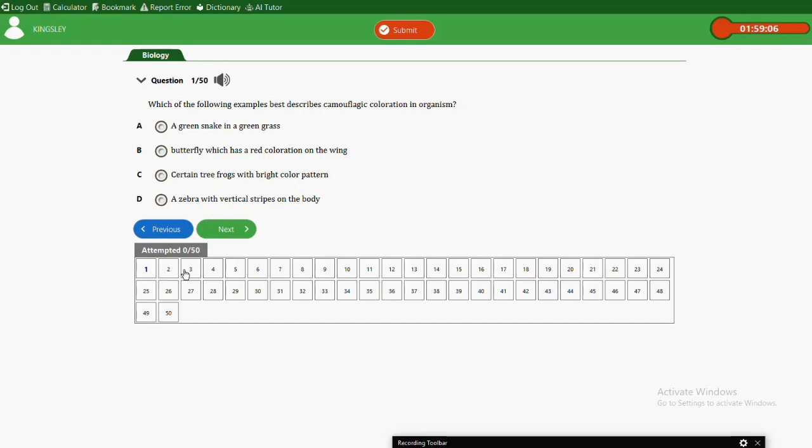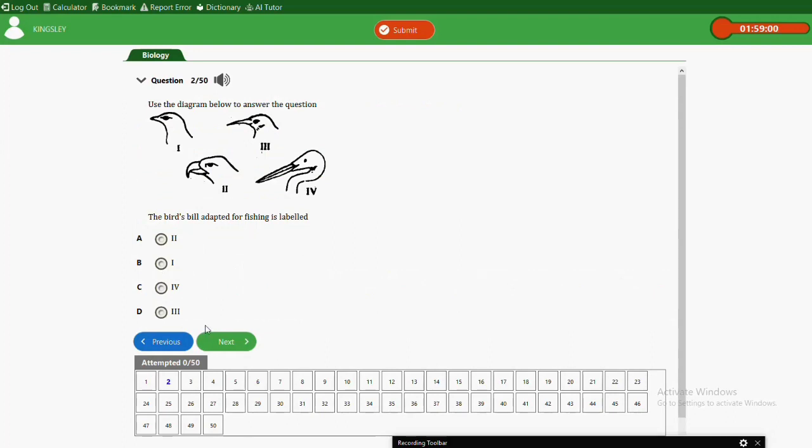All right, so the next question says, use the diagram below to answer the question. The bird's bill adapted for fishing is labeled A is II, B is I, C is IV, and D is III. So the correct answer to this question is option C, which is IV. That's the bill that is best adapted for fishing.